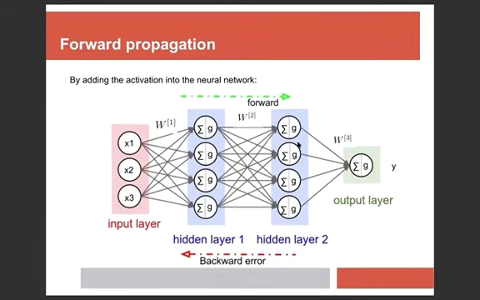Also, initially, all the weights W1, W2, W3, and the biases will have some random initial assignments.